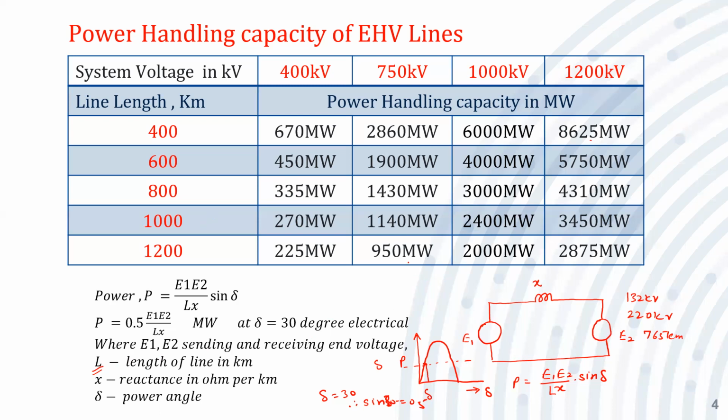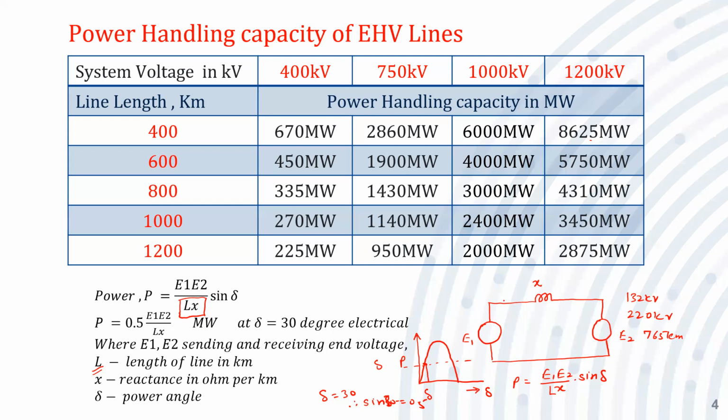Why is this? This is because of the denominator, L into X. As length increases, the reactance increases and the power handling capacity decreases, and at the same time it will decrease the transient stability limit. So our objective is to increase the power handling capacity even if the length of the transmission line increases.